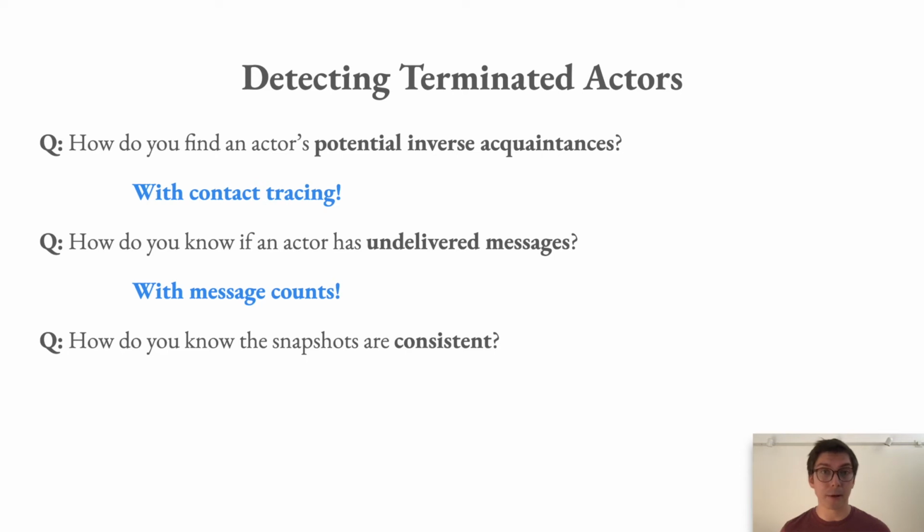it takes a snapshot. But the burning question is, how can we tell if two snapshots are mutually consistent if they were taken at these different times? The answer is magic. And it turns out that the combination of contact tracing and message counts guarantees for us that any set of snapshots that appears to be terminated will also be consistent.